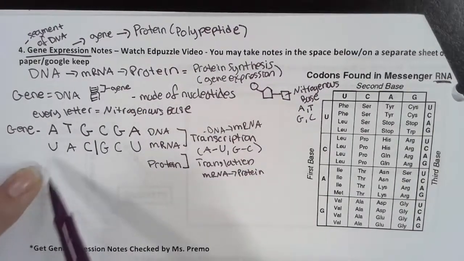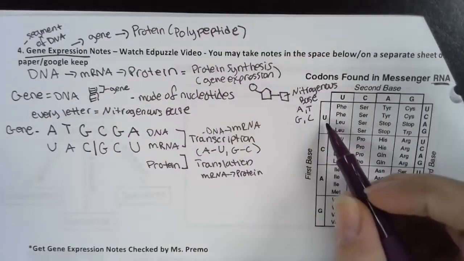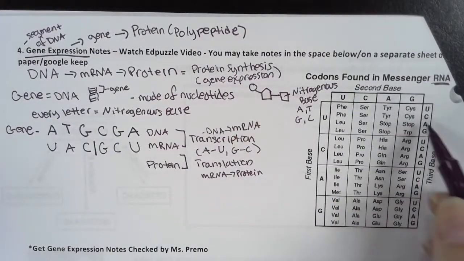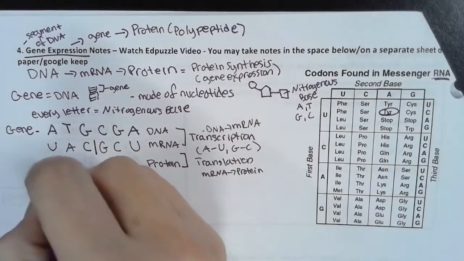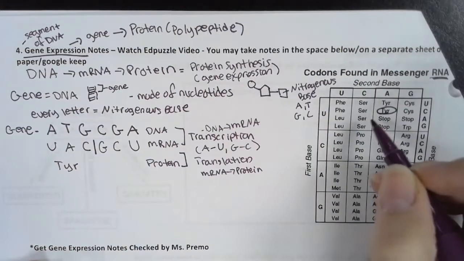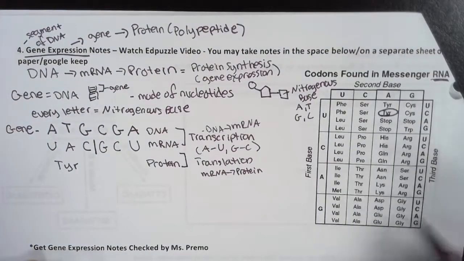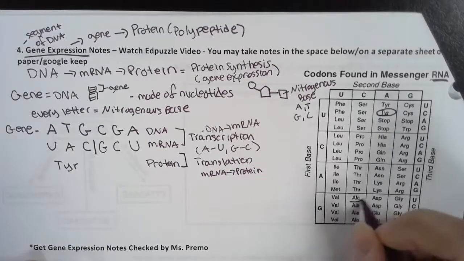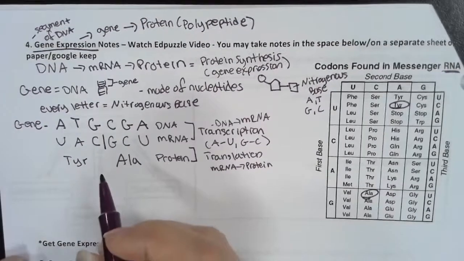Okay, my first codon is UAC. U, I start on my left. It has to be in this row. A needs to be in this box. C needs to be in this row. So this is tyrosine. Every 3 letters represents 1 amino acid. GCU, G needs to be in this row. C needs to be in this box. U needs to be in this row. That means this is alanine. So these are my chain of amino acids.